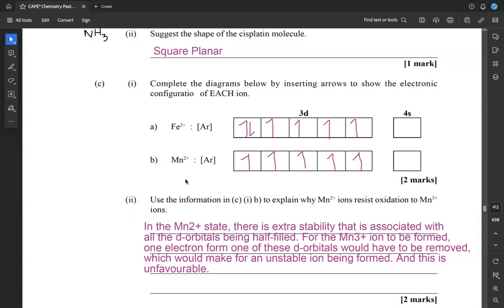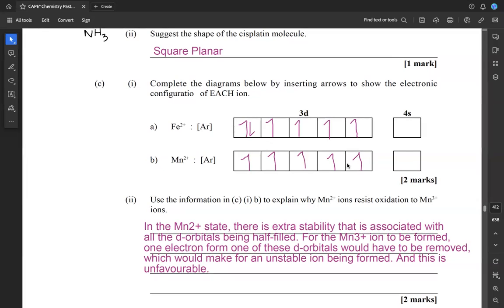That's because if we look at the electronic configuration that they have us draw up here, we see that all the d orbitals are partially filled. All of them just have one spin up electron in each of the d orbitals. If we were to go to Mn3+, we would have to remove one of these, and that would leave us with a completely empty d orbital. That's not stable for the ion. That wouldn't be a stable ion.